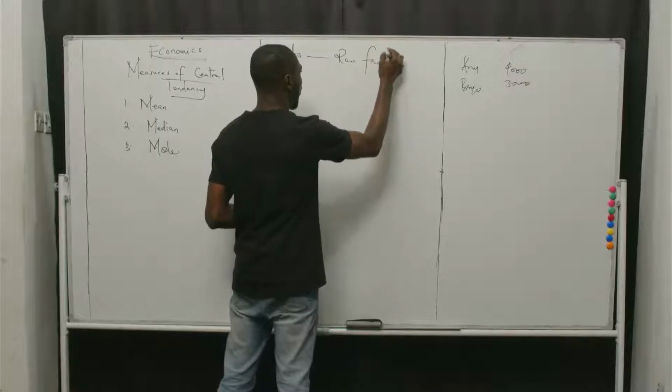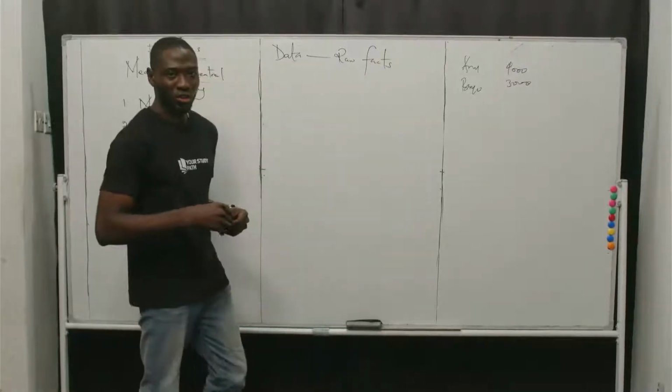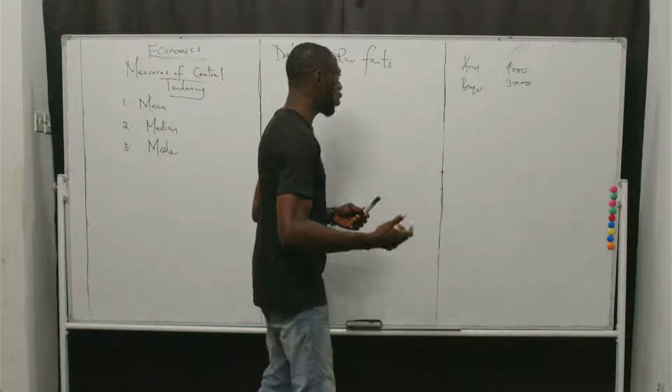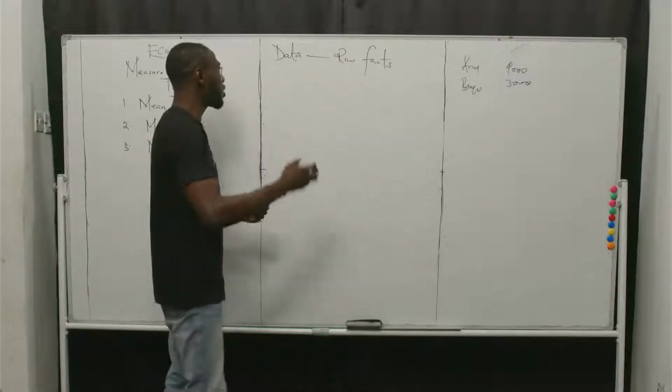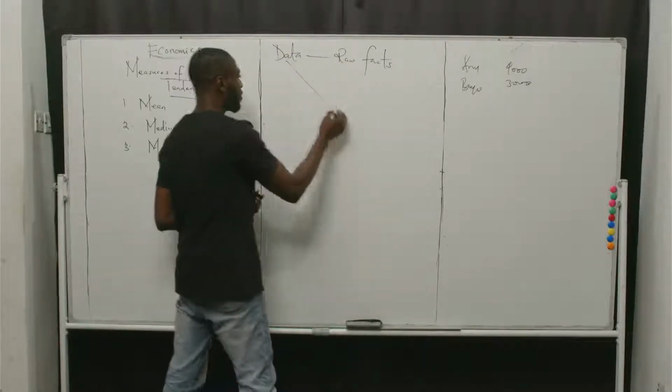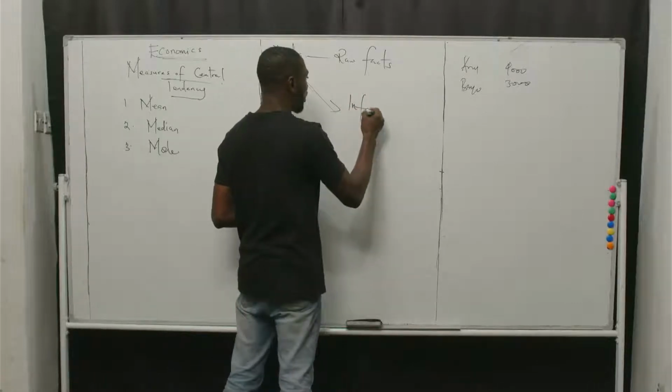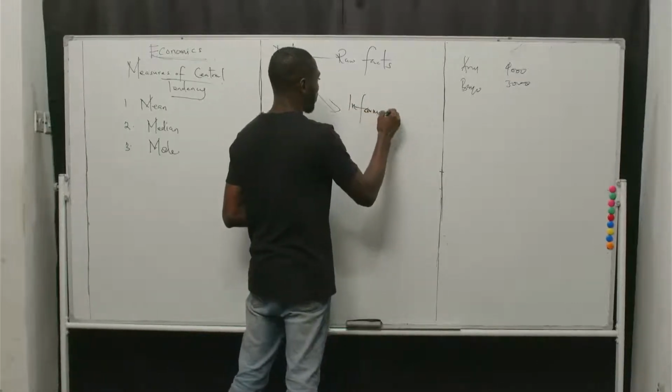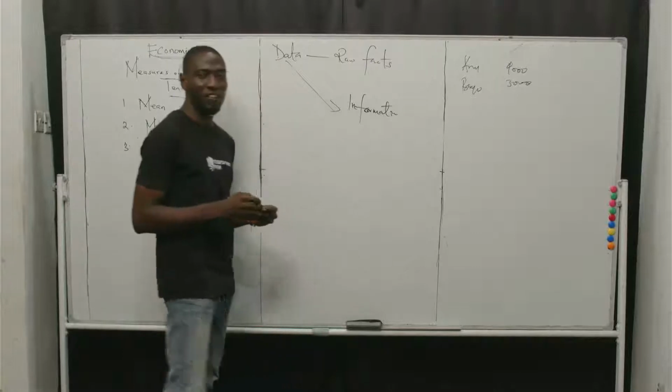Data is just raw fact. They do not actually make sense until they are processed. So when you process data, then you get what you call information.